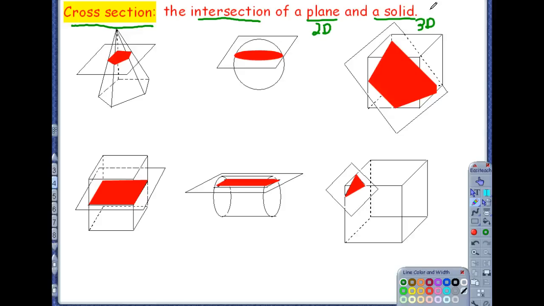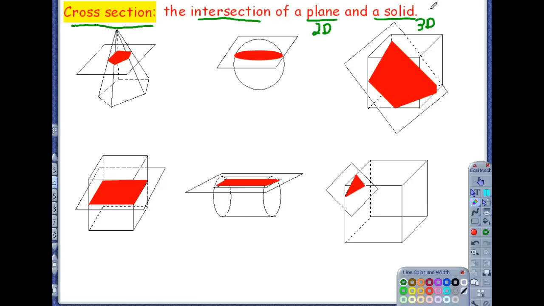If you guys have ever played Fruit Slice before, this is a perfect example of a cross-section. Because where you slice that fruit, you're going to notice that you are left with really a 2-dimensional surface at that intersection. Like if you think of an orange, if you cut an orange in half, what you're looking at on the 2-dimensional surface is a cross-section.